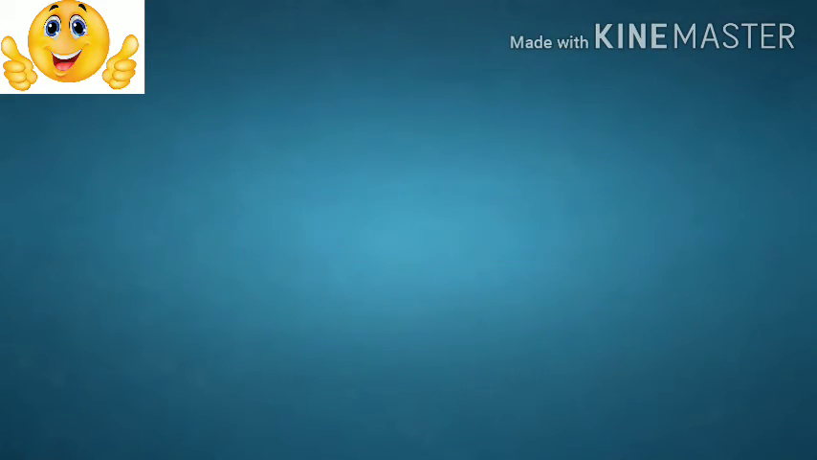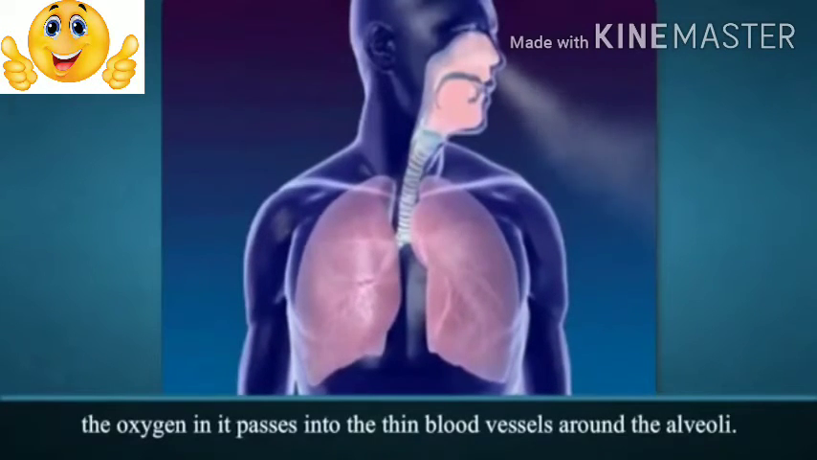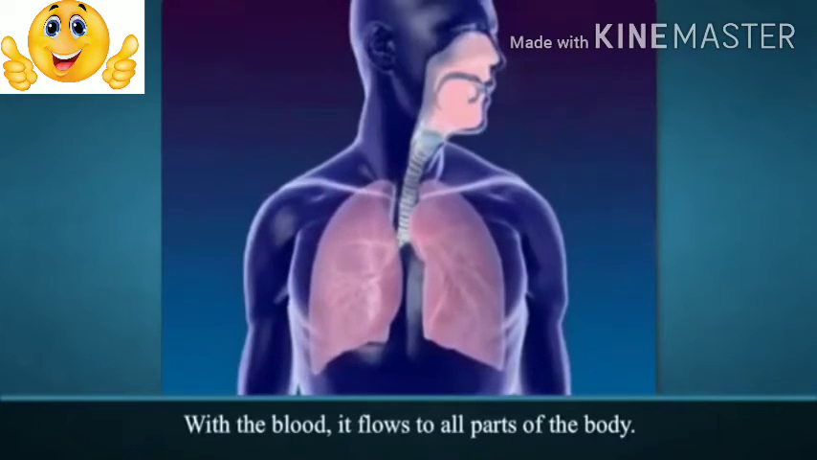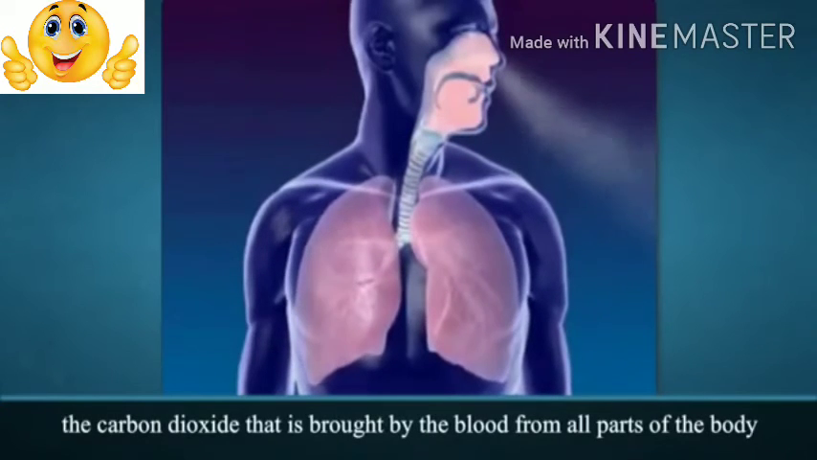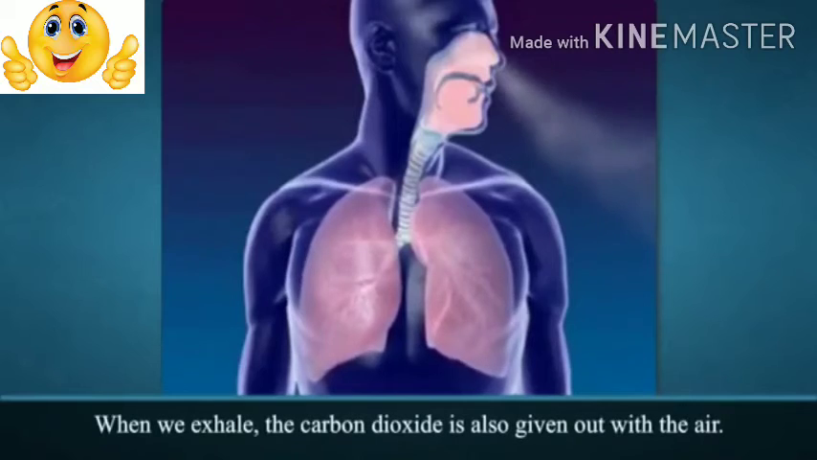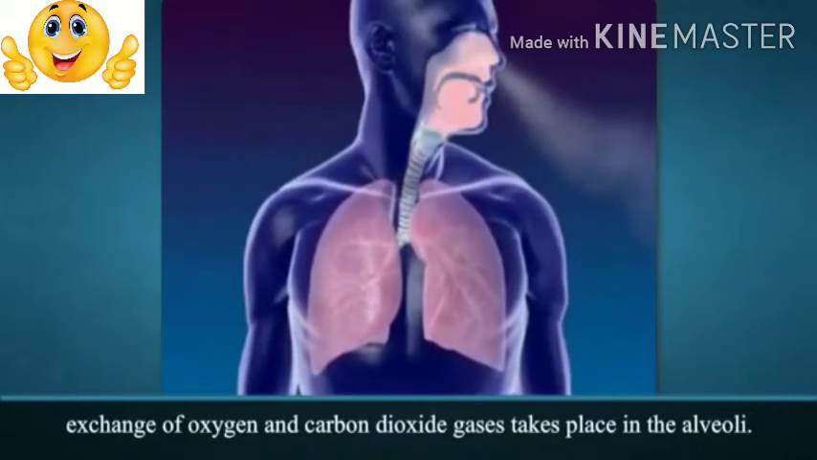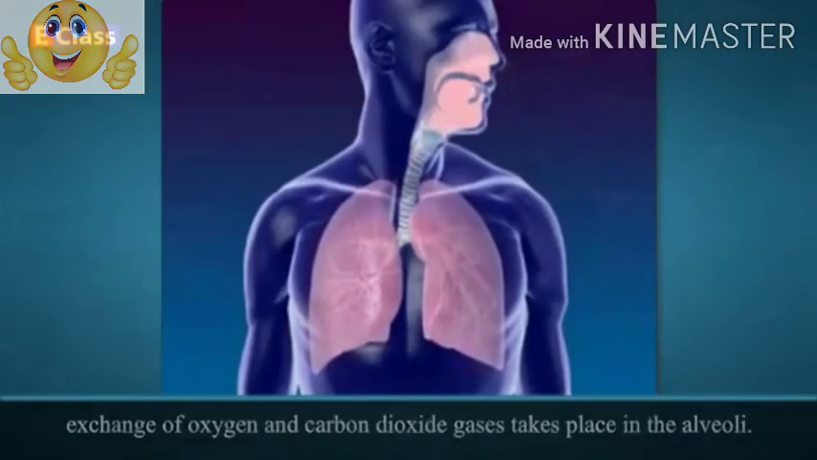Exchange of gases. When the outside air reaches the alveoli, the oxygen in it passes into the thin blood vessels around the alveoli. With the blood, it flows to all parts of the body. At the same time, the carbon dioxide that is brought by the blood from all parts of the body enters the air in the alveoli. When we exhale, the carbon dioxide is also given out with the air. In this way, an exchange of oxygen and carbon dioxide gases takes place in the alveoli.